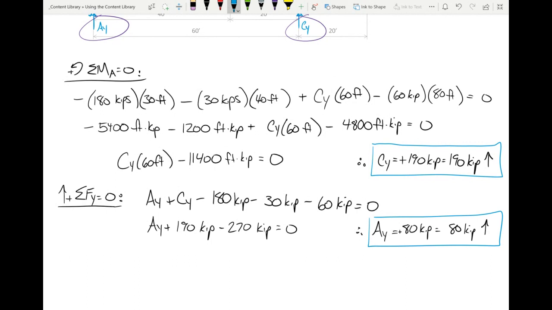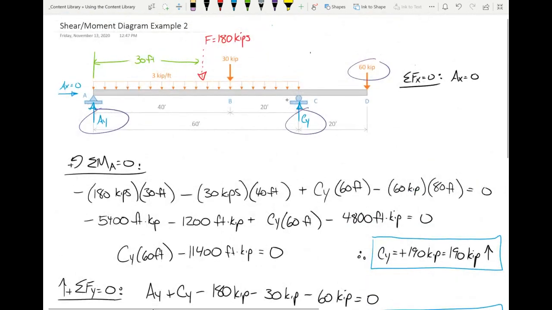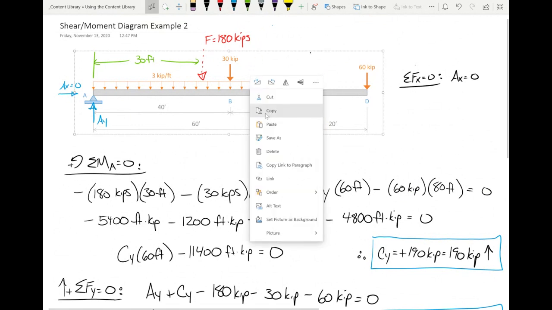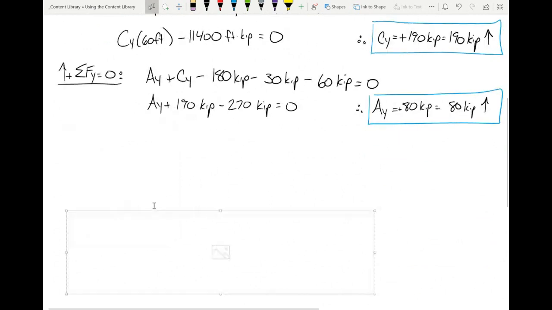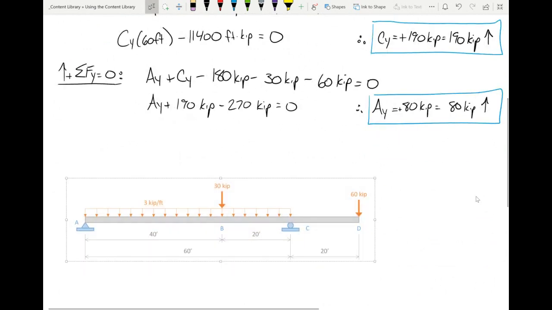Okay, let me move these circles because I'm going to keep using these. And I'm going to cheat a little bit and copy this image over again. But before I move on, does anybody have any questions? So just so we're clear, this is 80 kips, and this is 190 kips. All right.